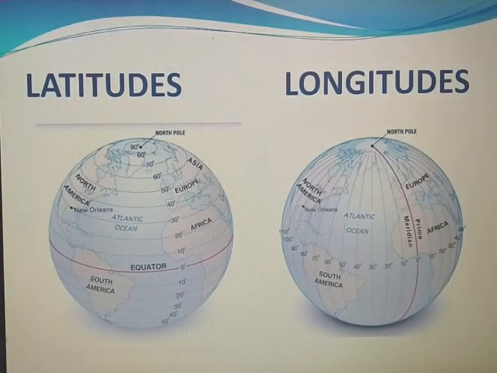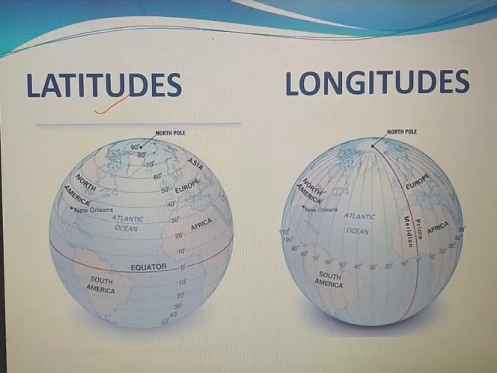So here it is the model of the earth. First one is for the latitude, second one is for the longitude, and here it is a model of the earth, and there is a red line. This one is the equator. First let's see about this latitude.